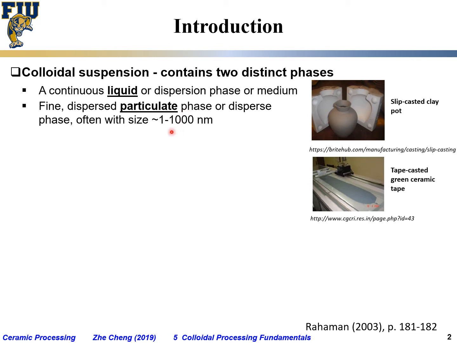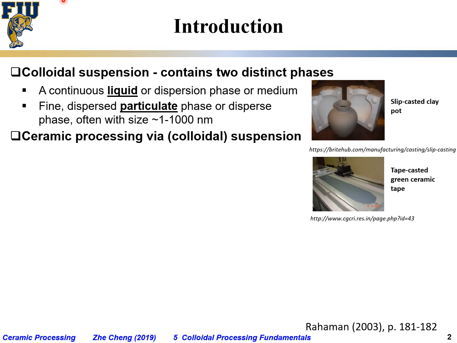When we say colloidal, quite often we mean the particles are quite fine, on the order from 1 to 1,000 nanometers, which means below roughly 1 micron. We would say colloidal suspension. Otherwise, we would call them just solid suspension in liquid.